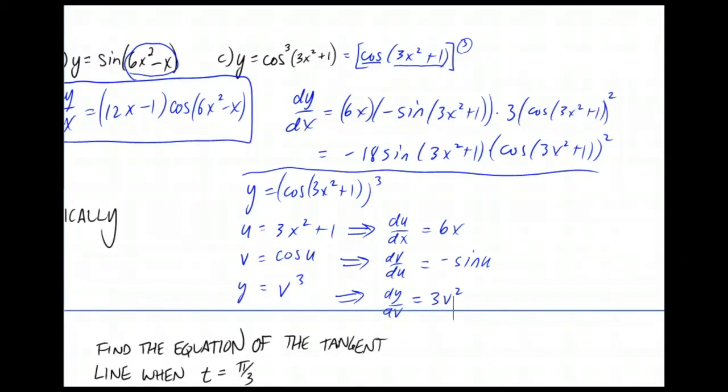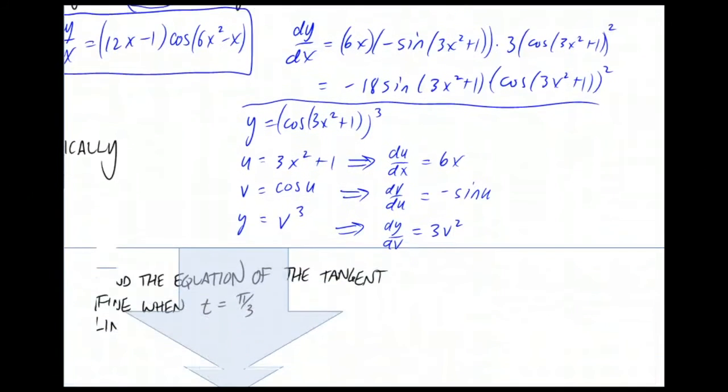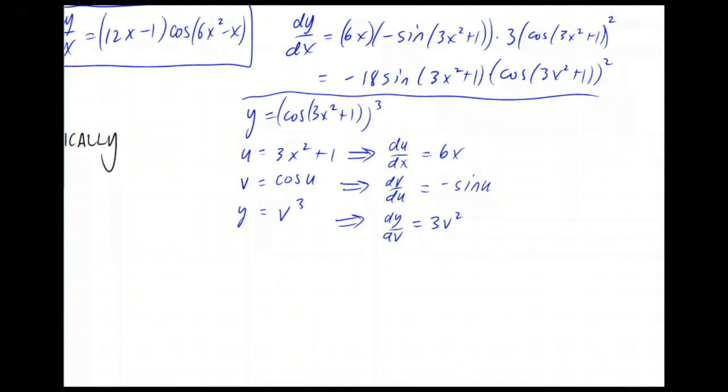And now we can chain all three of these derivatives together to find dy/dx, which is what we want. We can multiply du/dx, dv/du, and dy/dv. So when we chain all three of these derivatives together, we see again that if we cancel the du's and cancel the dv's, what we get is dy over dx, which is what we want.